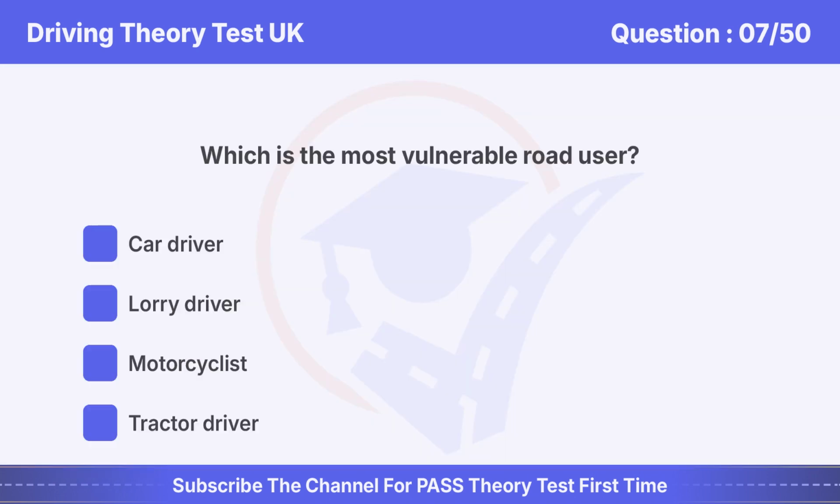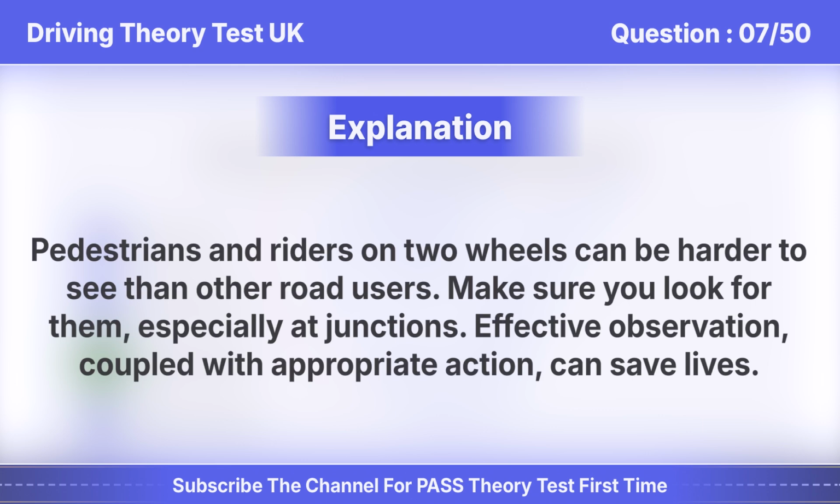Question 7. Which is the most vulnerable road user? Answer is C. Motorcyclist. Pedestrians and riders on two wheels can be harder to see than other road users. Make sure you look for them, especially at junctions. Effective observation, coupled with appropriate action, can save lives.